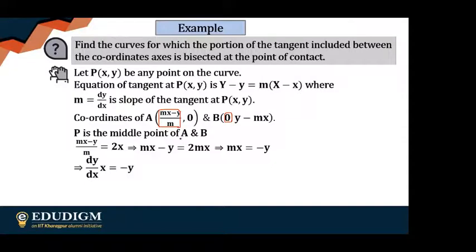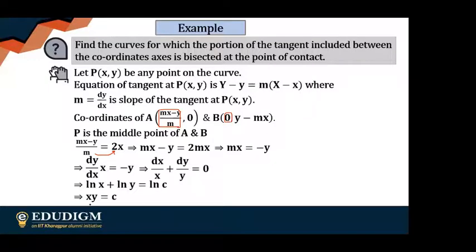So P is the middle point of A and B. So this plus this divided by 2 is x. So this is the differential equation. Some basic adjustments we have done here. Take this m to the side, etc. So this is what we have. All right. Very, very simple integration. And this is the curve. Alright? If you remember, this is actually a rectangular hyperbola.